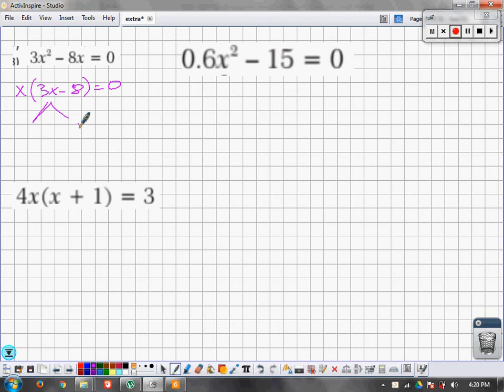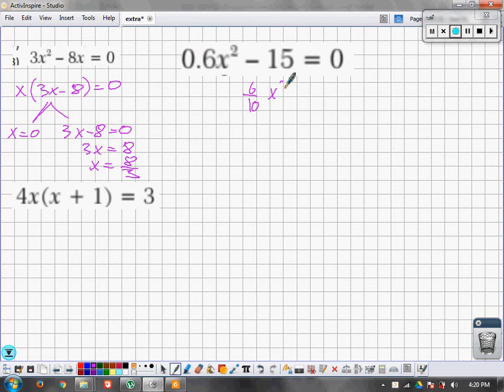From here, there can be two answers, which is x is equal to 0 directly. 3x minus 8, if this is equal to 0, 3x is 8, 1x is 8 over 3. Then the second type of questions, x squared and the number. Firstly, you move the number to the other side. Instead of 0.6, we can write 6 over 10.